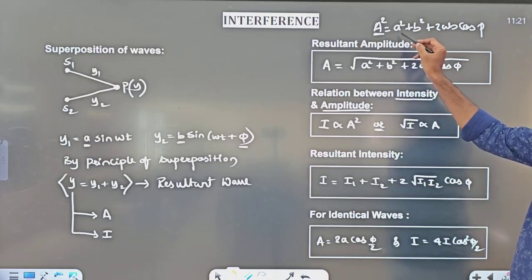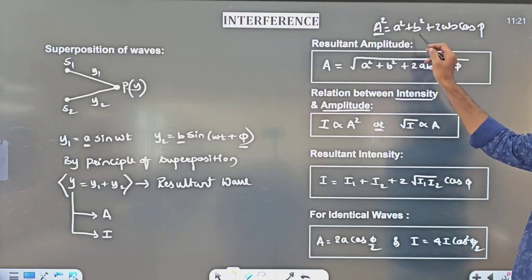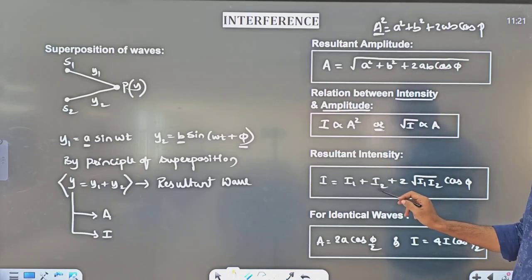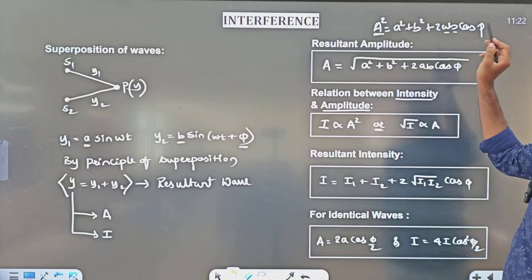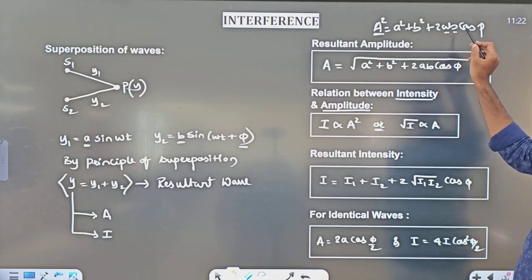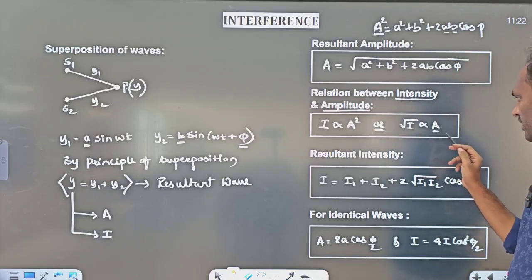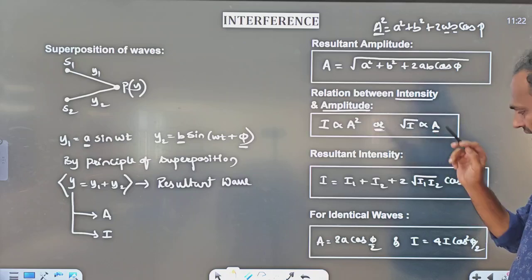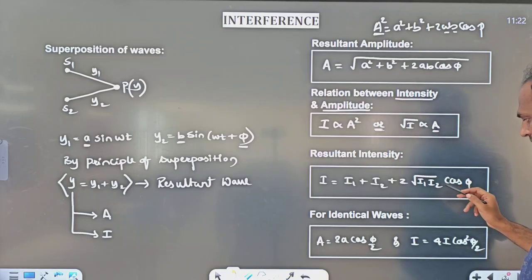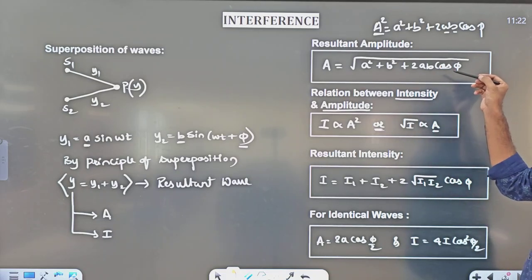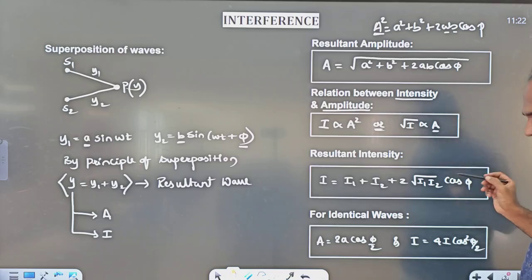Then amplitude square of the first wave becomes intensity of the first wave, amplitude square of the second wave becomes intensity of the second wave, plus 2ab, the amplitudes of the first wave and second wave. Where there is amplitude, you take root of intensity there. So it will be 2 root I1 into I2 cos pi, right? So this is resultant amplitude, this is resultant intensity.